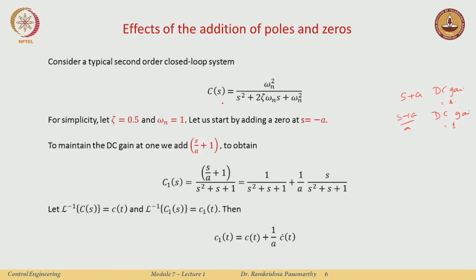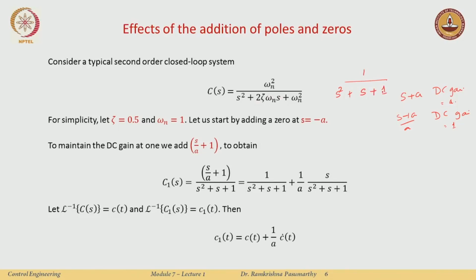So, how will my transfer function now look? C1 of s is this guy, the 0 at minus a, in such a way that the DC gain is 1, divided by this guy, and I will get something like this, right. So, I have the original thing. When zeta equals 0.5 and omega n equals 1, this just becomes 1 over s square plus 2 times 0.5 times 1, so that is s plus 1.